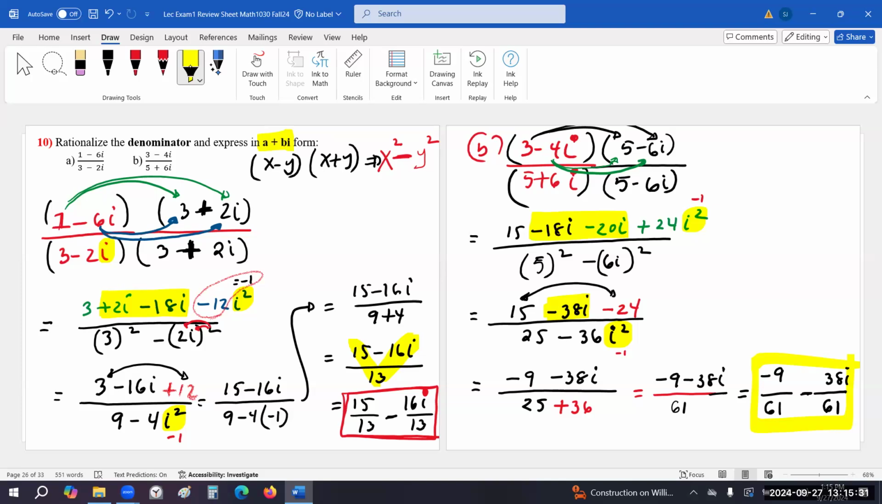Cindy, the final answer is negative 9 minus 38i. We have to have a sign right in the middle. I prefer to use the sign in the middle instead of the sign on the front. So you can write this as negative 9 over 61 plus negative 38i over 61. But why waste your energy writing the sign twice? Because at the end, when you multiply, it turns into negative anyway. But they both are the same.